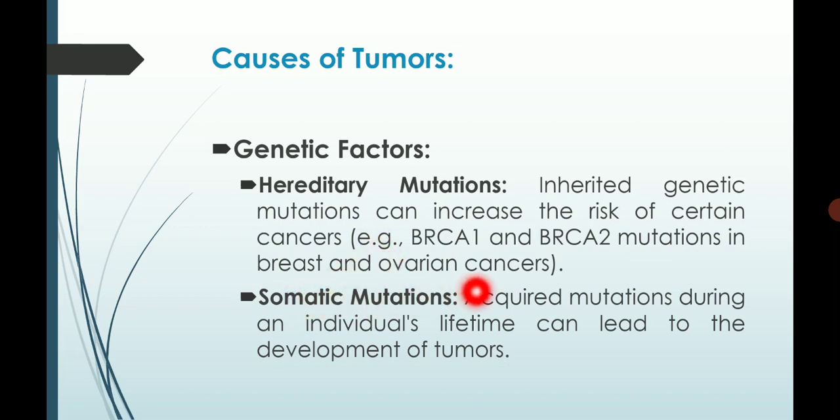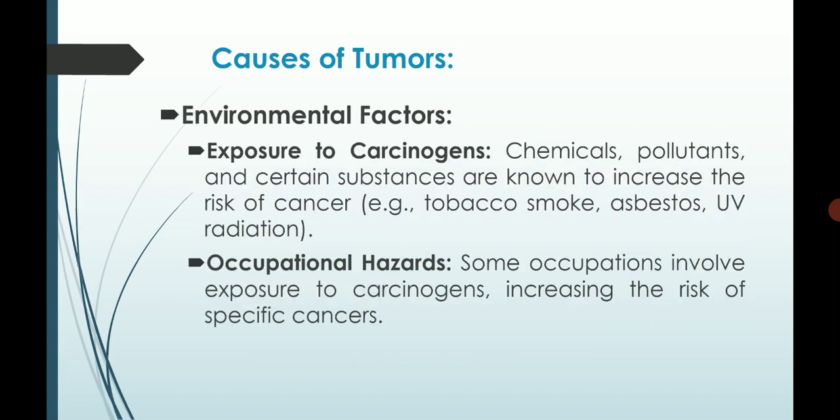And somatic mutation. Somatic mutations are those that are acquired during the lifetime of any individual. So somatic cells are body cells. Because of the exposure to some environmental factors, the genetic material present in the somatic cells can acquire some mutation. So these mutations can lead one particular person to get a cancer or tumor.